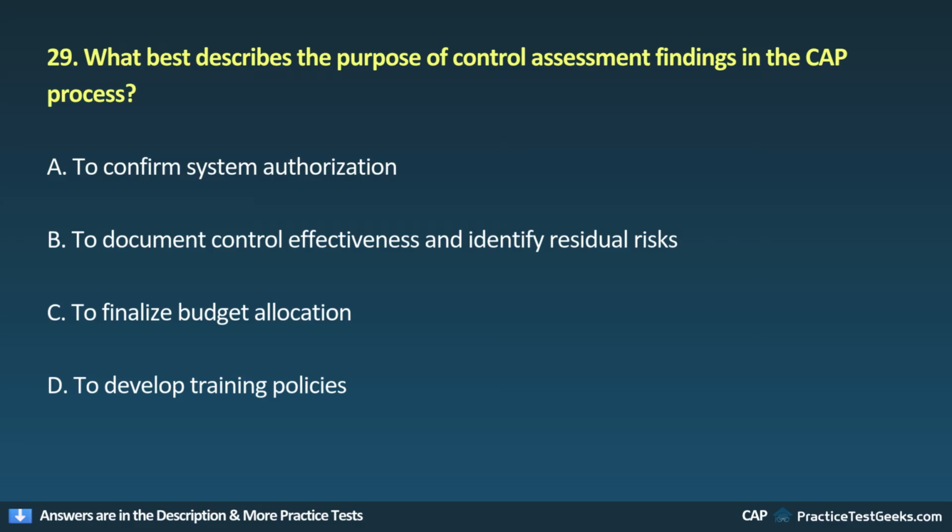29. What best describes the purpose of control assessment findings in the RMF process? A. To confirm system authorization. B. To document control effectiveness and identify residual risks. C. To finalize budget allocation. D. To develop training policies.